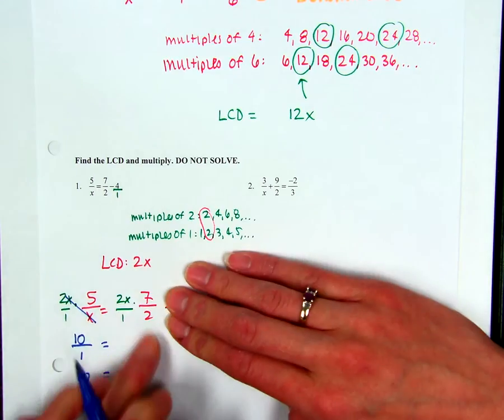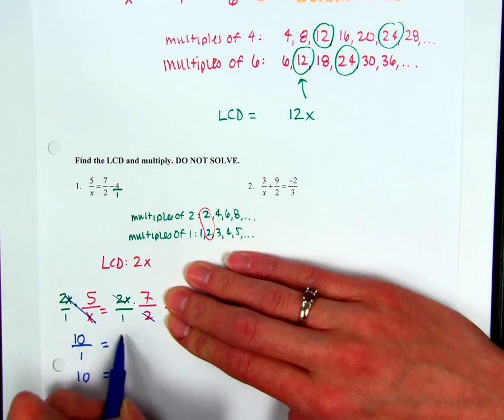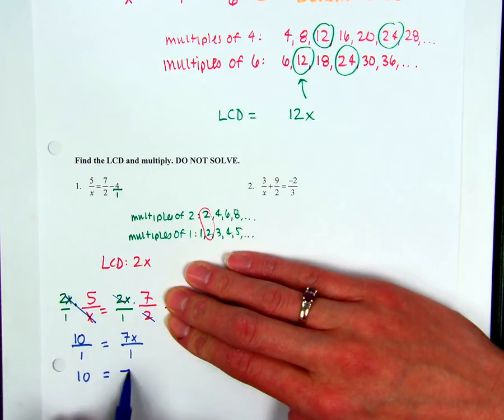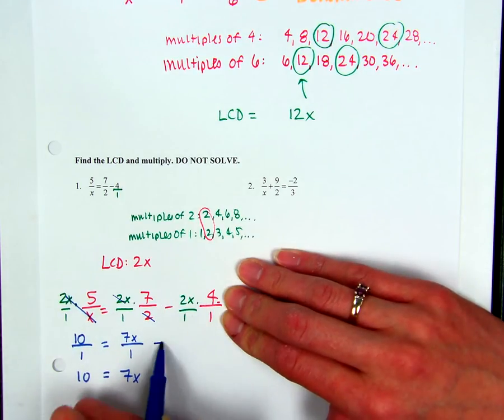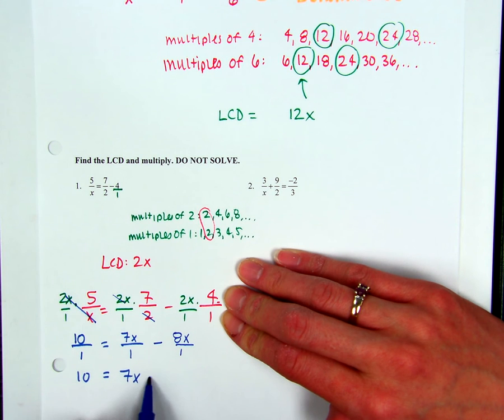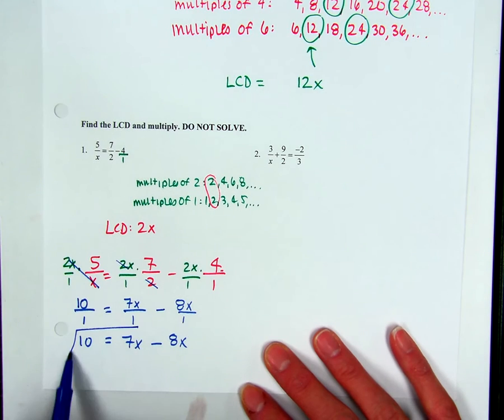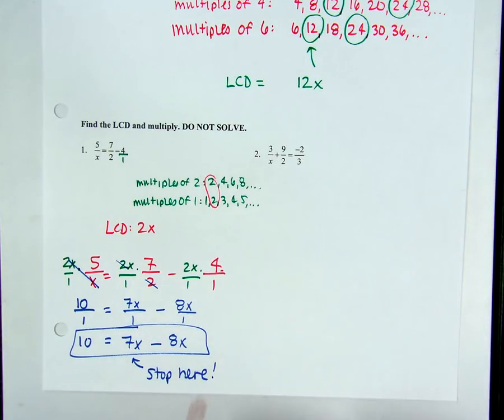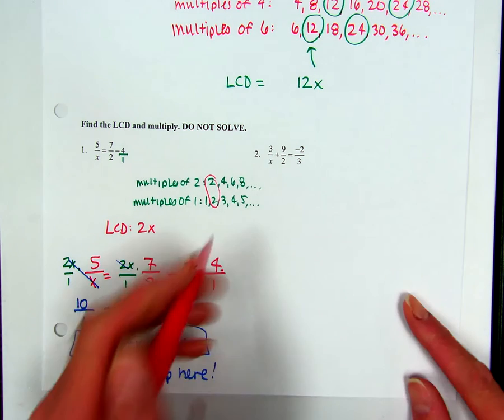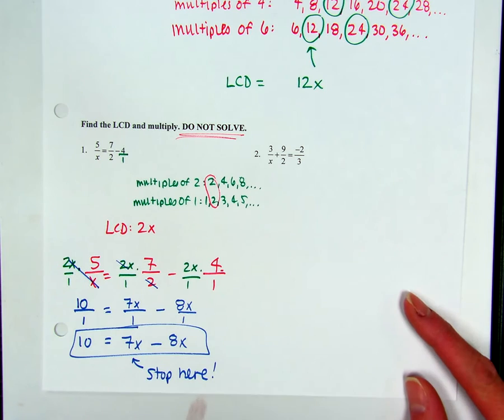All right, in this problem, my 2's cancel, so I'm left with 7x over 1, which is also known as 7x. Here, nothing cancels, so I'm left with 8x over 1, so I'm left with this. For now, we're just going to stop here. As long as you have no fractions left in your problem, then you're all done. Tomorrow, we're going to talk about solving and continuing the problem. Okay? We're only doing that because it says do not solve.